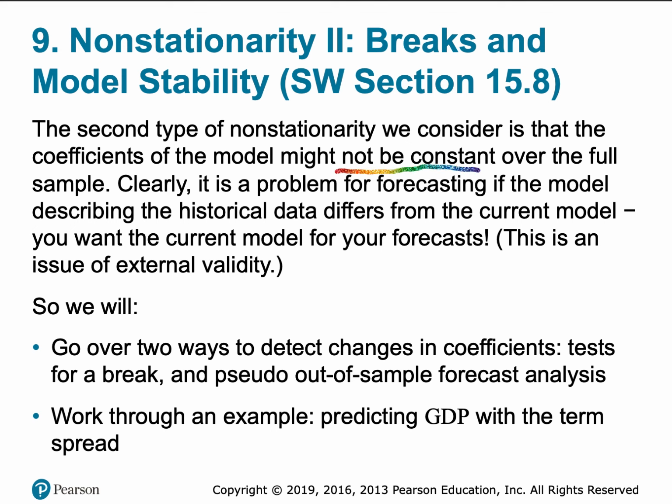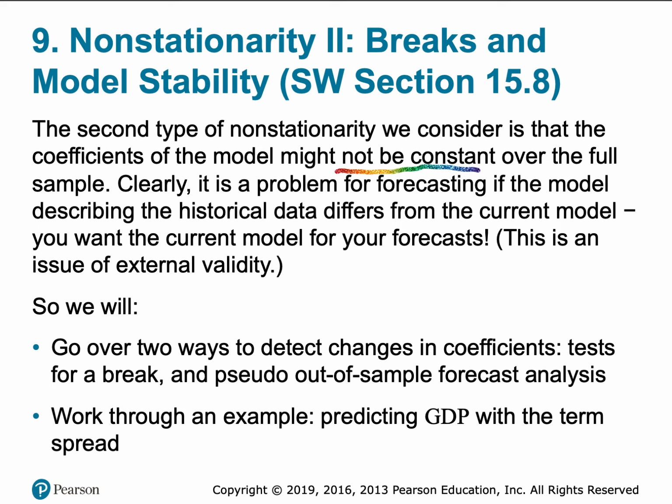So this is a problem for forecasting if the model describing the historical data differs from the current model, as you want the current model for your forecast. It's an issue for external validity. How well can the current model predict out of sample? You want the coefficients to be constant over time. So we're going to go over some ways to detect changes in the coefficients. We're going to test for a break, and we're going to look at pseudo out-of-sample forecast analysis.